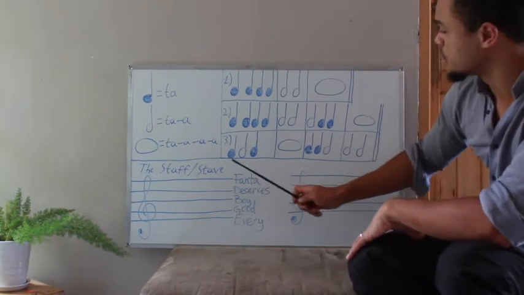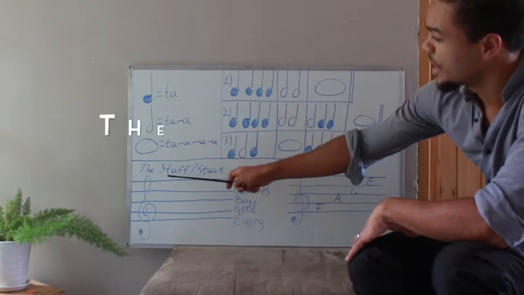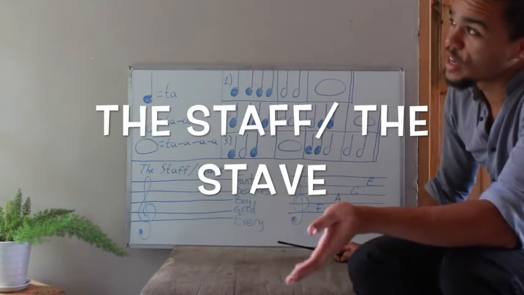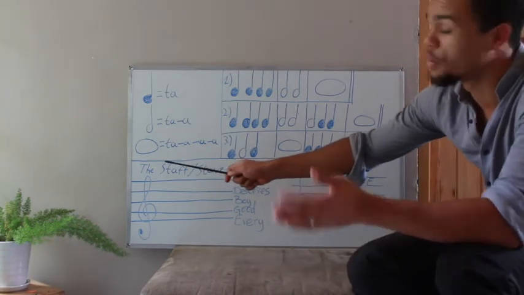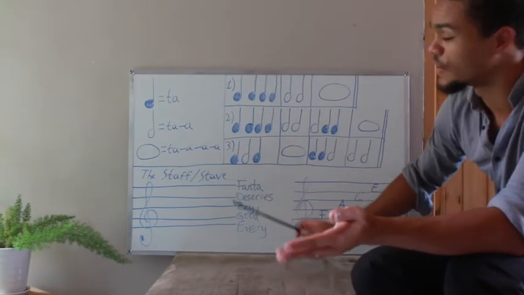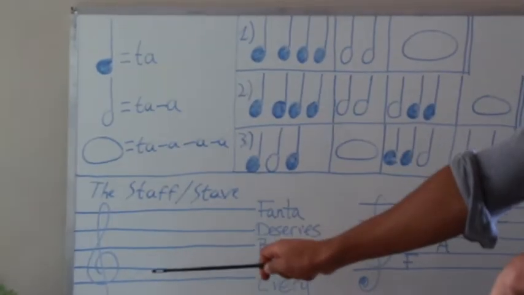So, first thing we need to know is what is the name of these 5 lines? The name of the 5 lines is the staff. And just like in music, everything has 2 names. So it can also be called the stave. So you pick whichever one you want. You can call it the staff, the stave. I'm going to call it the staff for now. So these 5 lines are the staff.